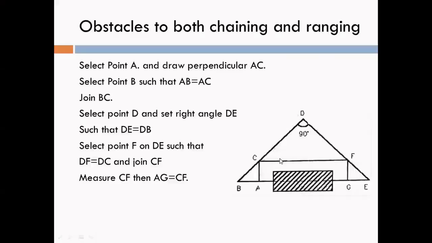You can see in figure the length of line CF is equal to length of line AG, and measure the length of line CF on the ground. So CF is equal to AG.